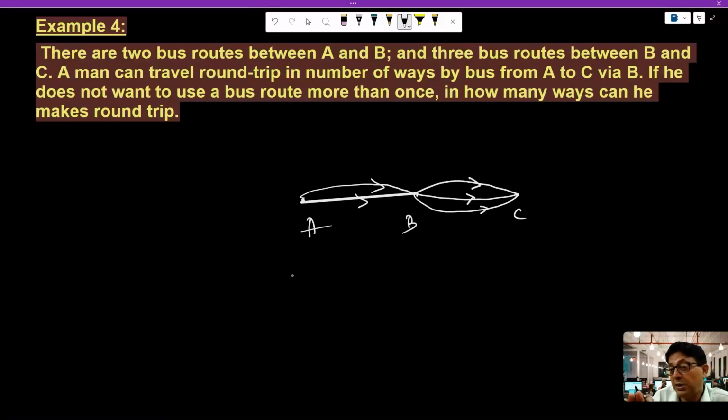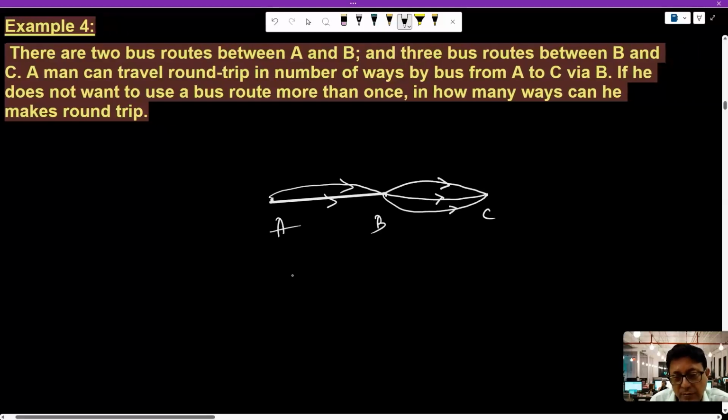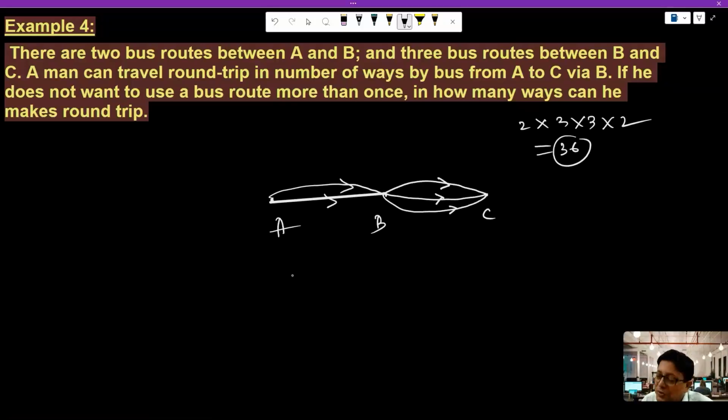If they had asked you to get the total number of ways you can travel between A and C via B, going from A to C and then coming back to A, then your answer would be 2 into 3 to go, because 2 ways here and 3 ways here, then come back 3 ways. There is no restriction, 2 ways. So total 36 ways you can travel between A and C. Travel between means A to C and then come back. Only from A to C, how many ways? 2 into 3, 6 ways.